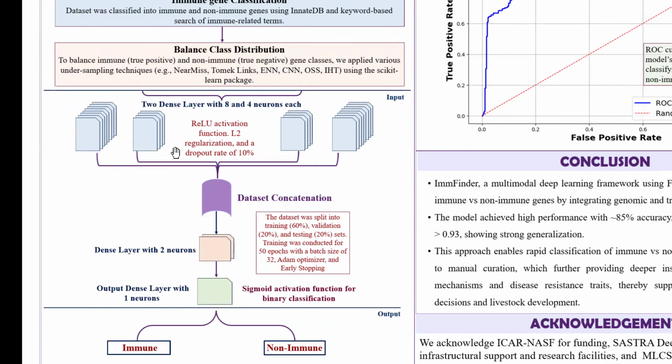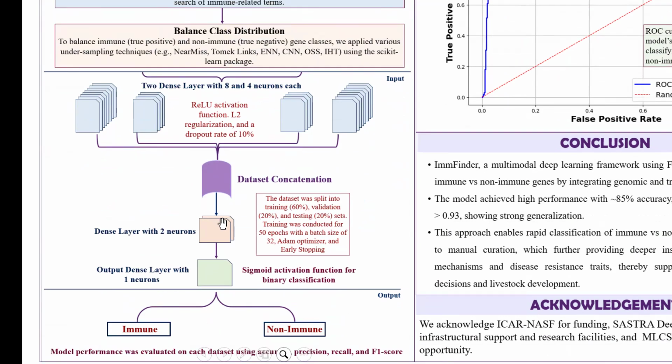Then we used two dense layers with 8 and 4 neurons for each data set. We also incorporated a ReLU activation function, L2 regularization, and a dropout rate of 10%. Then we concatenated these two modalities and incorporated one dense layer with two neurons and one output layer with one neuron. We also incorporated a sigmoid activation function for binary classification. This can classify whether a particular gene is immune.